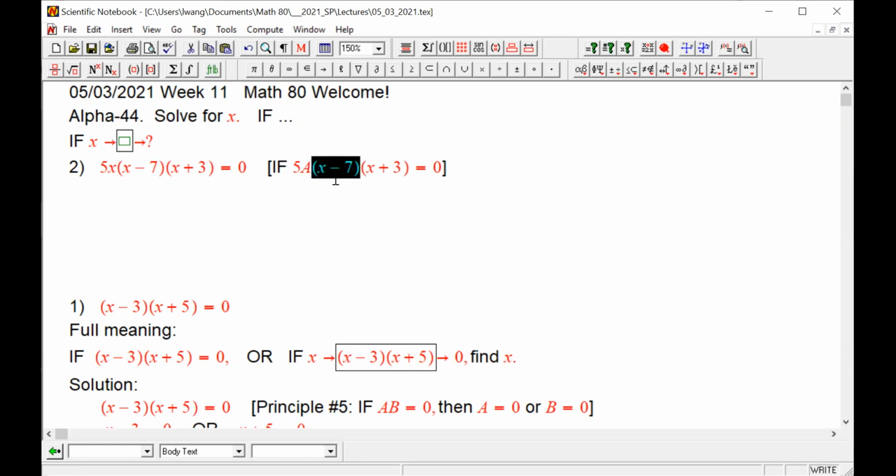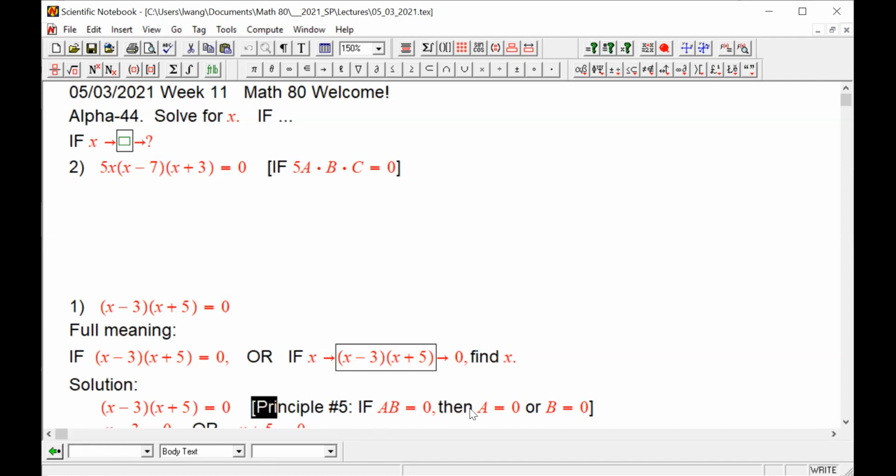X minus 7 is a number, capital B, capital C. So A times B times B times C, if this product is 0, well, certainly 5 will never be 0, right? 5 will never be 0 because it's a 5. But A may be 0. So this is the extension of principle number 5. What is the extension of principle number 5?